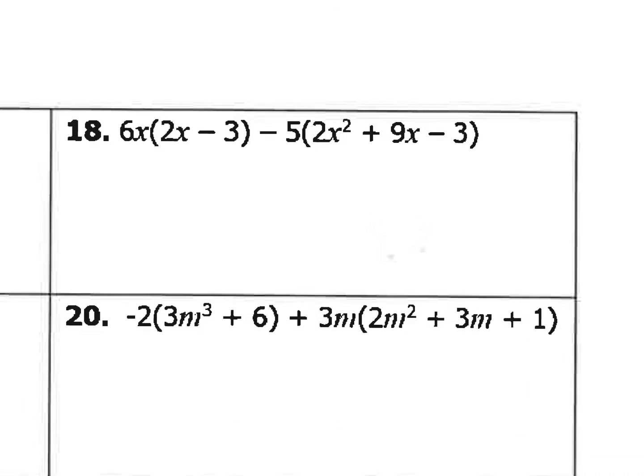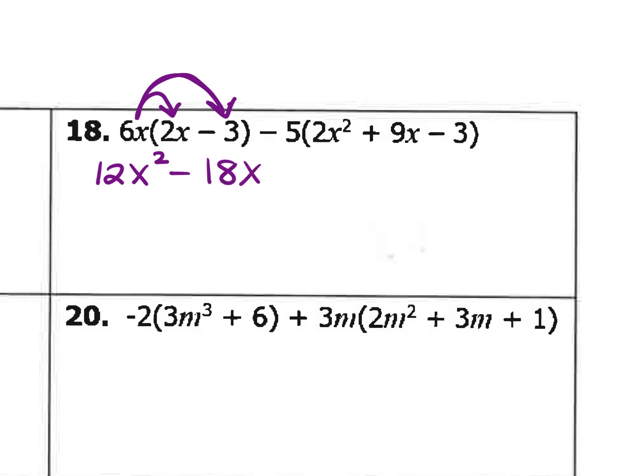Let's do 18. So this one, you're going to distribute a 6x first. So you get 12x times x is x squared. And then 6x times a negative 3 is a negative 18x.